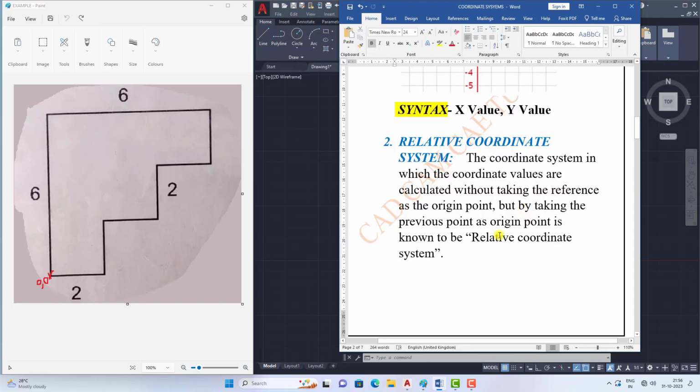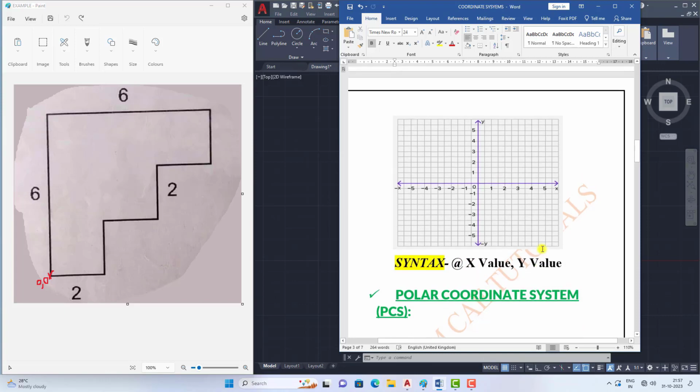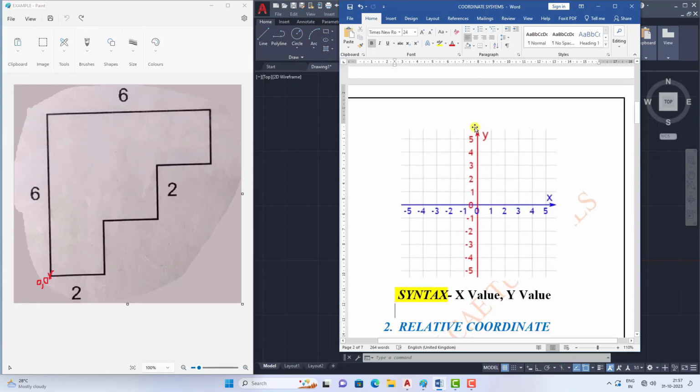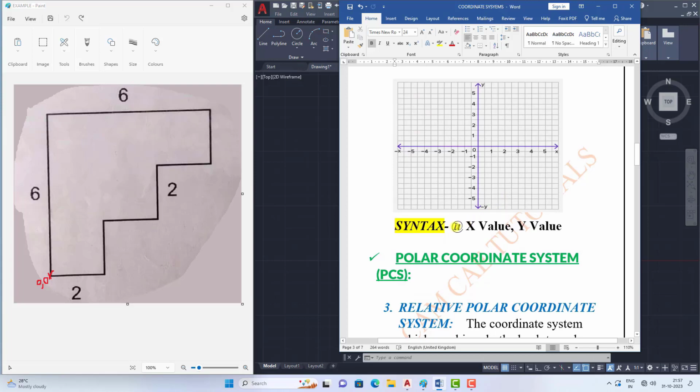So what is the syntax here? We need to use the @ symbol, and we need to give the x value and y value so that it will be completed. See, this is the graph, and in a similar way you have observed this. From the origin if you go upwards or rightwards, the values will be positive. From the origin if you go leftwards or downwards, the values will be negative. And you need to use the syntax @ x value, y value.